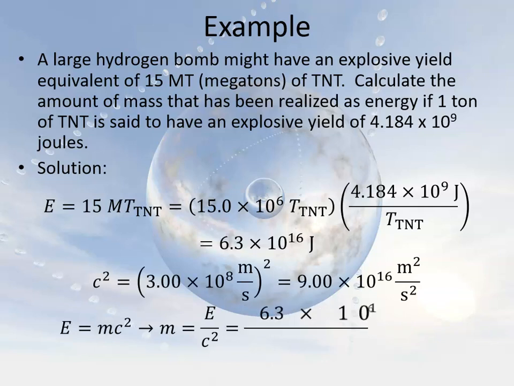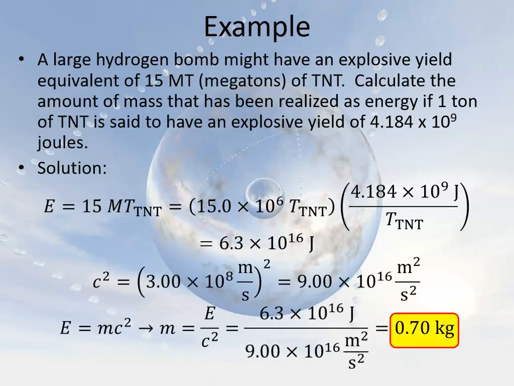Well, we realize that the amount of mass that is there, since E equals mc squared, means m equals E over c squared. And now you see why we had to convert things to joules, because we're using an SI units equation. We got 0.70 kilograms of mass was realized as energy in that explosion. So just 0.7 kilograms of mass was completely obliterated.